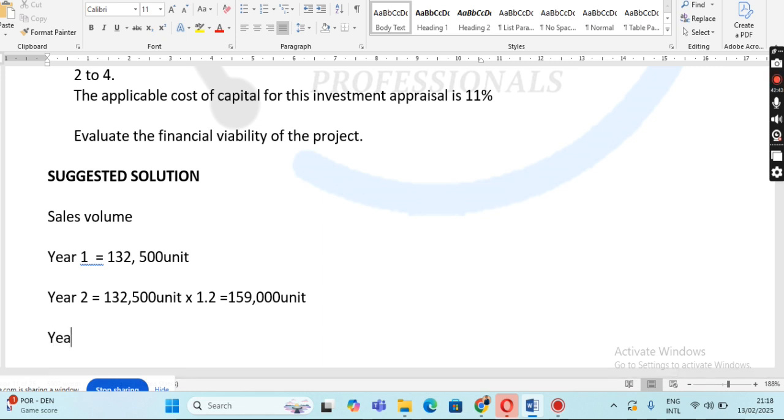So in year 3, it will increase by how many percent? 30%, is that not so? Yes. Okay, 30%. So what will increase by 30%? 159,000 units times 1.2 times 1.3. What do you have? 206,700.